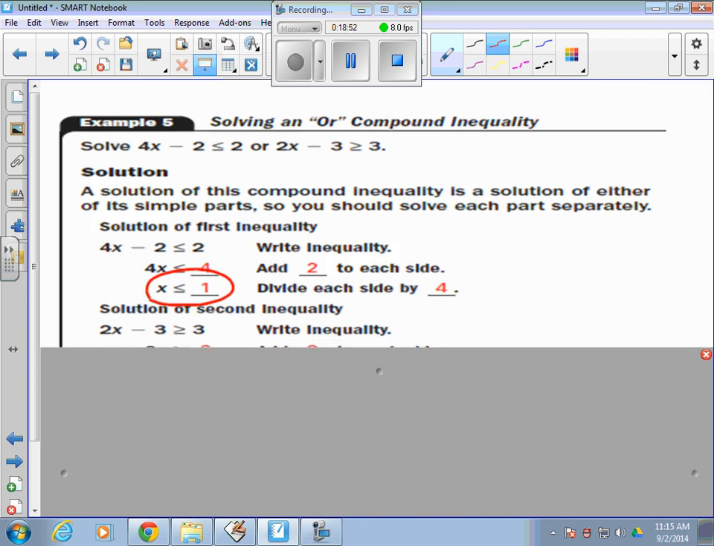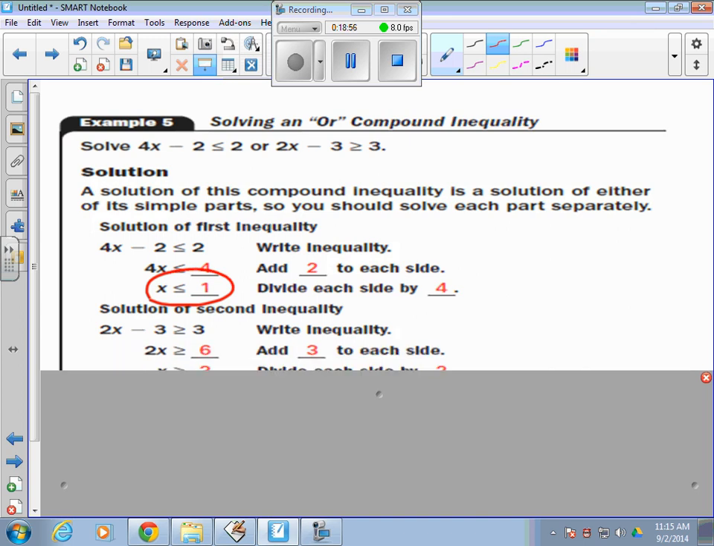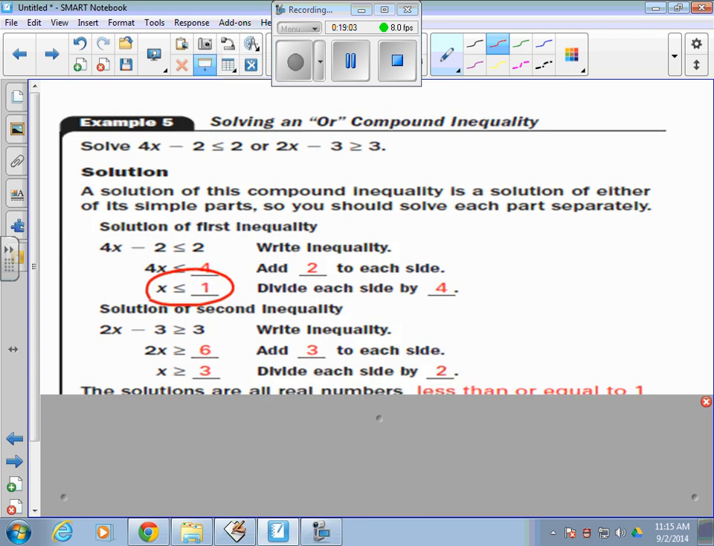2x minus 3 is greater than or equal to 3. Undo minus 3 by adding to both sides. 3 plus 3 is 6. 2x is greater than or equal to 6. Undo multiply by 2 by dividing both sides by 2. X is greater than or equal to 3. So you have two of them. X is less than or equal to 1, or x is greater than or equal to 3.